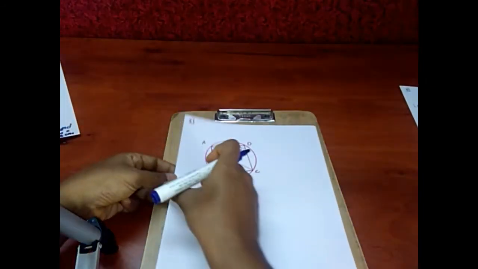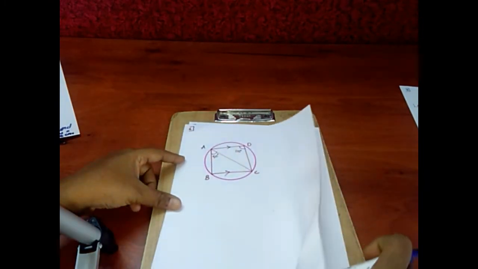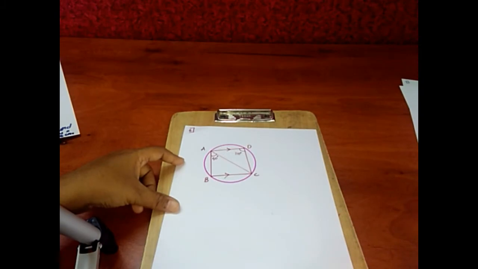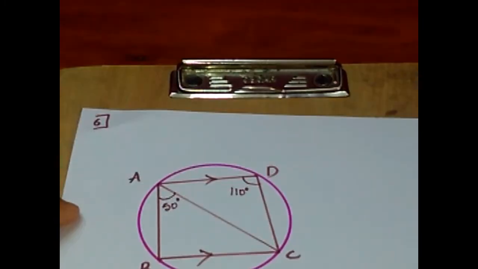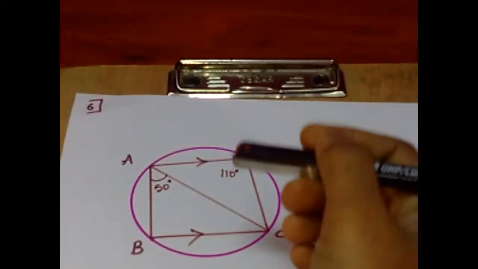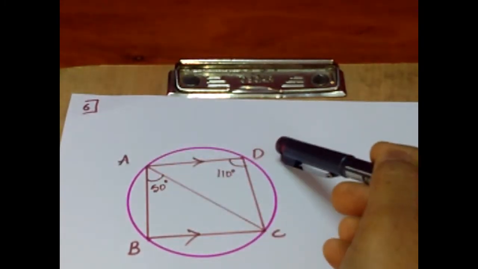Question number 6. ABCD is a cyclic quadrilateral. Here you can notice the diagram, children. ABCD is a cyclic quadrilateral. I hope you know what you mean by cyclic quadrilateral. A quadrilateral so that all the vertices of a quadrilateral lie on the circumference of a circle. And it is clearly said in the question that BC is parallel to AD. So the same thing is marked in the diagram, that is BC is parallel to AD.